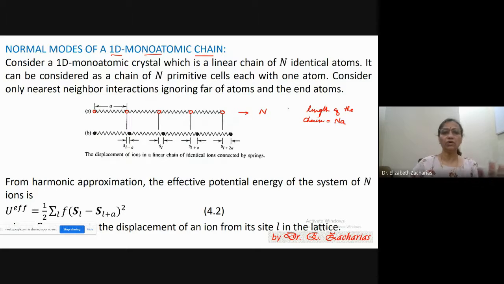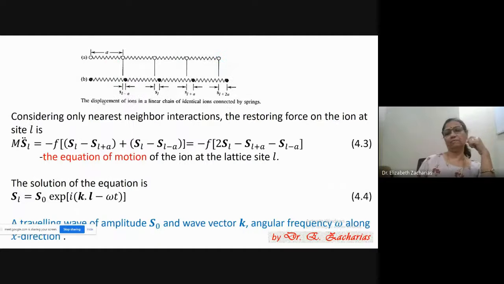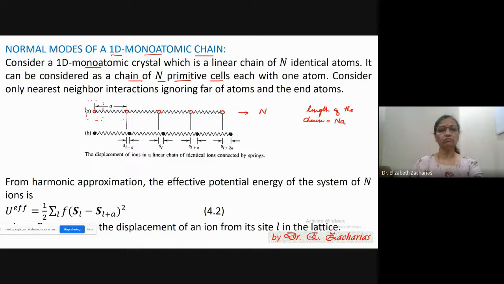Now we are assuming that it is monoatomic. Monoatomic means made up of one type of atom only, one element. And further we are going to treat this chain as N primitive cells. We are going to treat each of these atoms as a primitive cell.